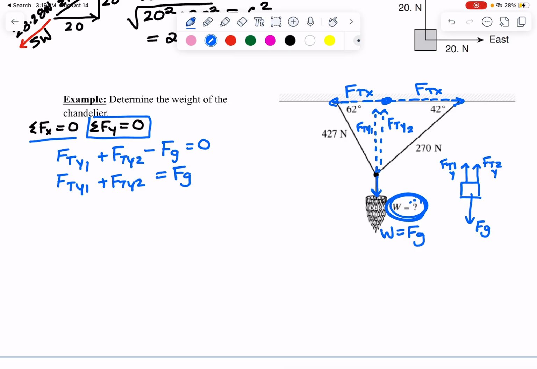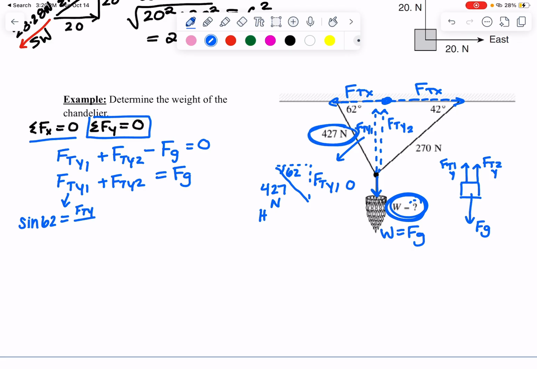Now I need to think about how I can figure out what this FTY1 is. If I think about this triangle here, I'm pulling this triangle out. This is 427 newtons, and this is my FTY1. And it says that this angle here is 62. To figure out my FTY, I can see my FTY is my opposite, and this is my hypotenuse, so that's O and H. So to find FTY1, I'm going to do sine of 62 equals FTY over my force of tension, which is the hypotenuse, the 427. So FTY1 is going to be 427 times sine of 62. So there's that one.